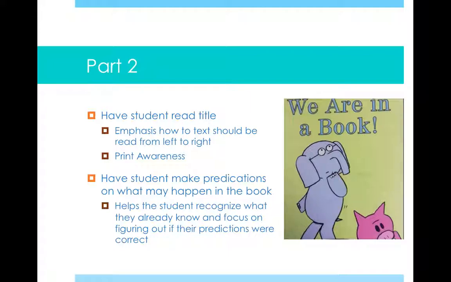Next, we would move on to getting into the actual book. We would have the student read the title, and I would emphasize how they should read the title from left to right, which helps with print awareness. And then I would have students make predictions based on the title they just read. So this helps the students recognize how their prior knowledge might come into play, and it just helps them engage in the book.